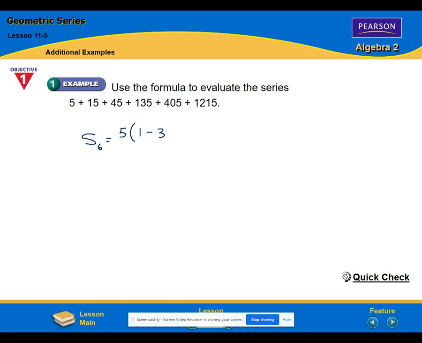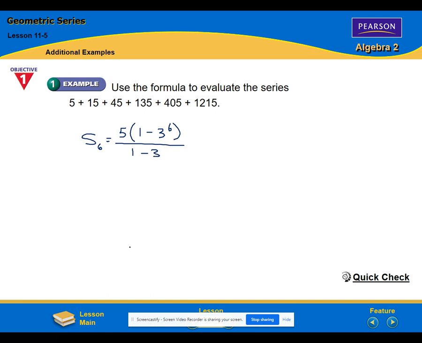This is why it's called a ratio. 1215 divided by 405 is 3. 405 divided by 135 is 3. This number by this number is 3. This would give you 3. This would give you 3. That's why it's a common ratio. 3 to the n, in this case, n is 6. We already knew that. All over 1 minus 3. 1 minus r, in this case, is 1 minus 3.